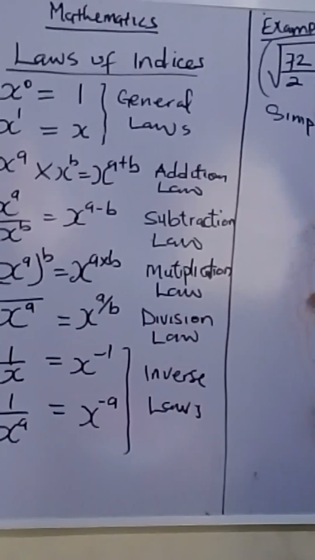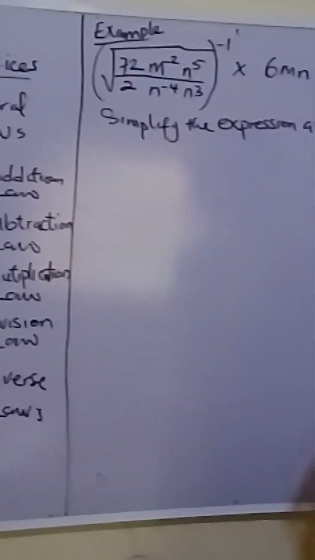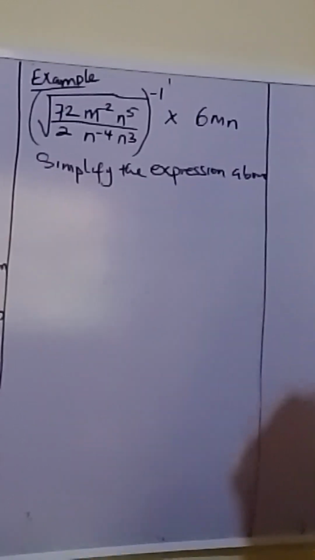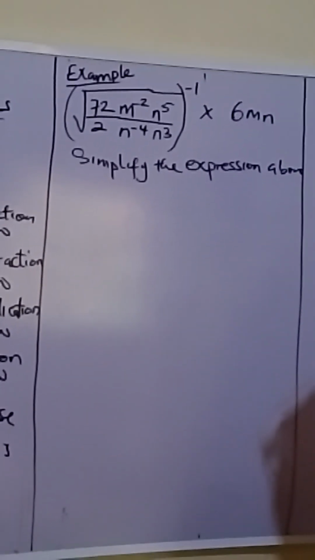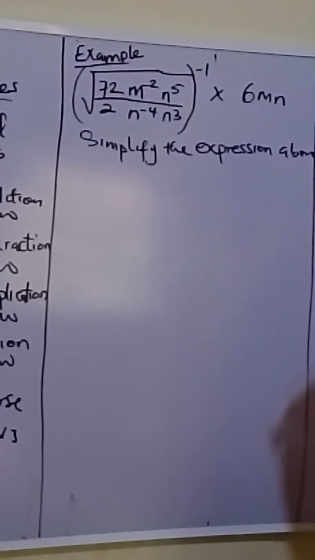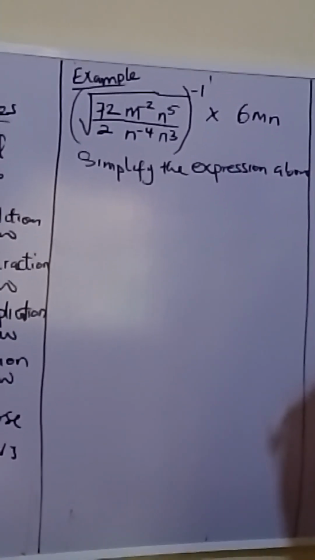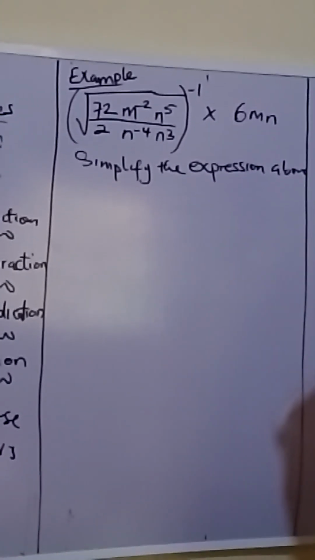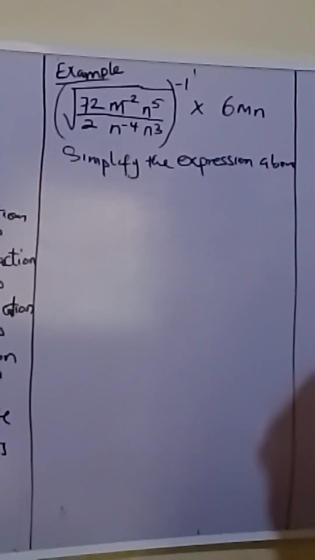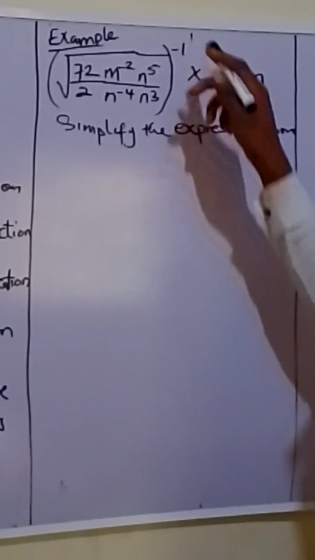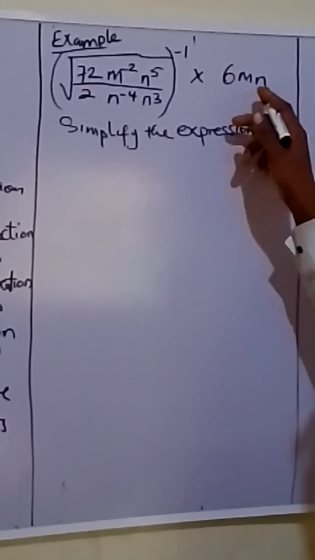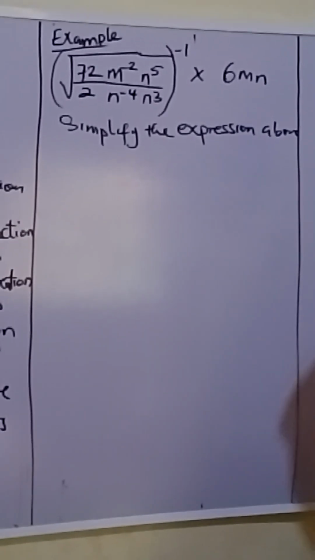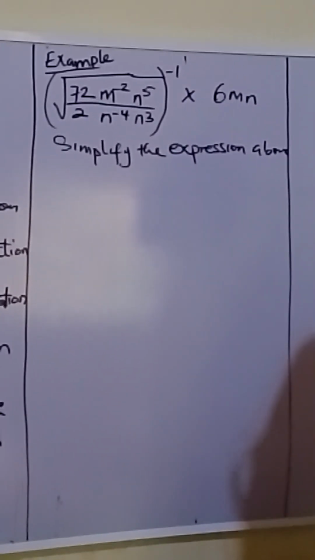So let's look at the question on the board. For example, 72 m raised to the power minus 2 n raised to the power 5 all over 2 m raised to the power minus 4 n raised to the power 3, all in a square root and all raised to the power minus 1, multiplied by 6mn. We are going to use laws of indices to solve this problem.